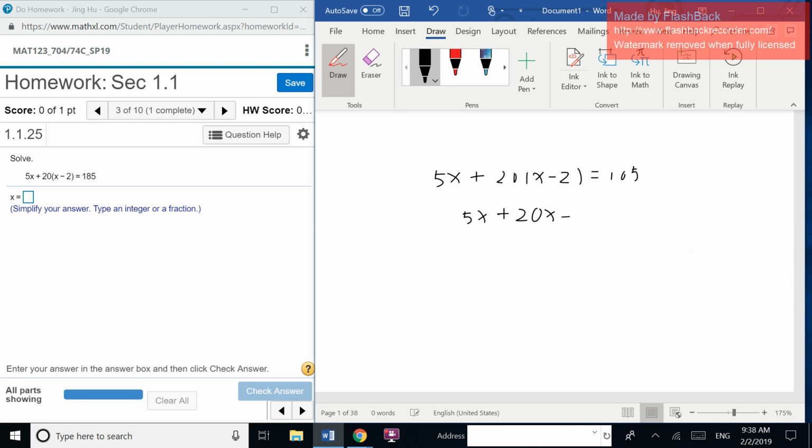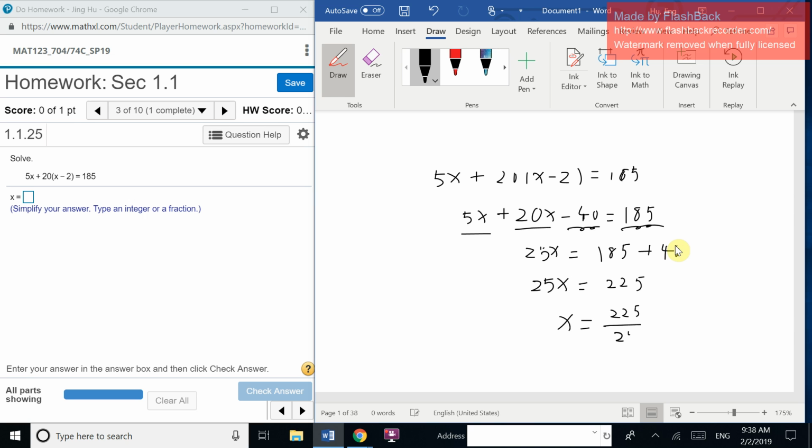First, we remove the parentheses. So 5x and 20x are the same kind of terms, the variable terms, and 40 and 185 are number terms. So we move all the number terms to the right side of the equal sign, and the left side is just the variable terms. We get x equals 9.